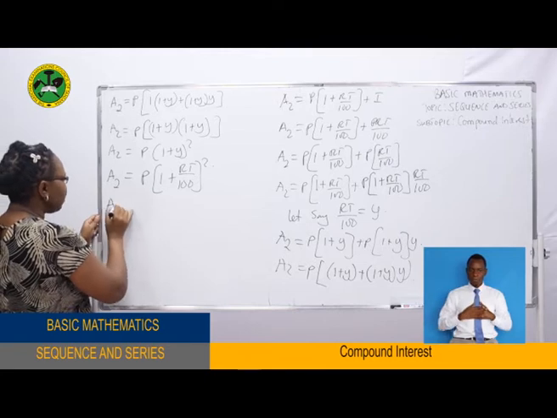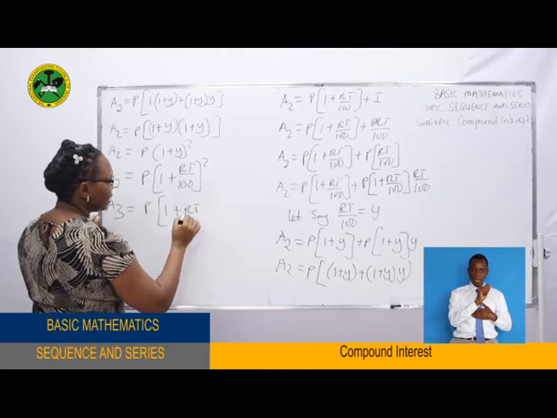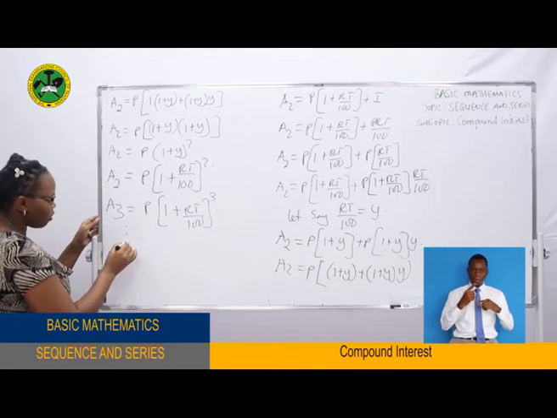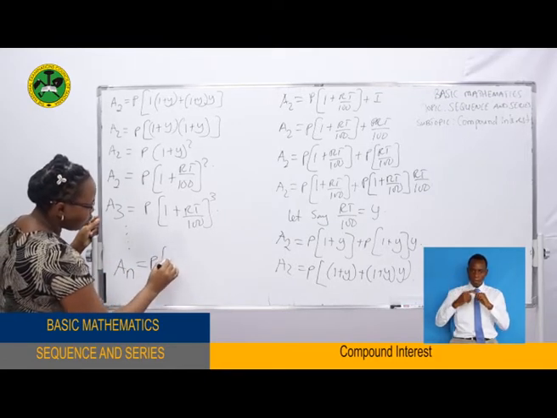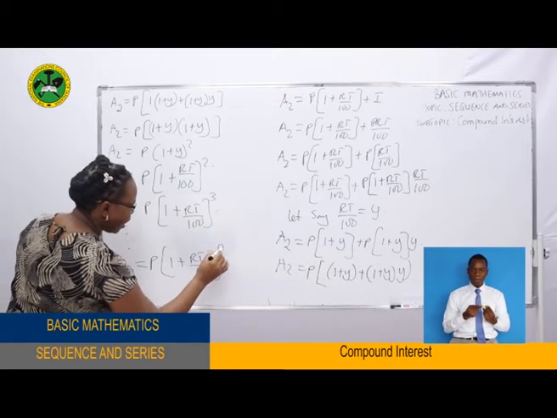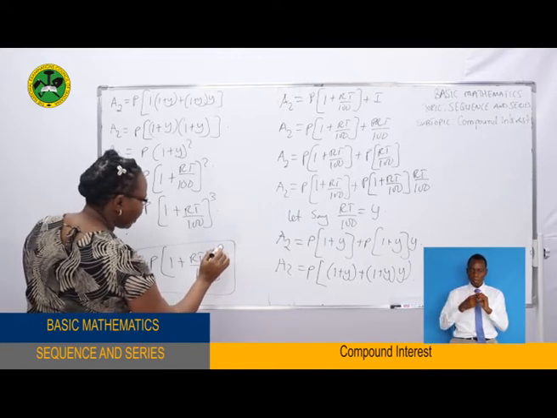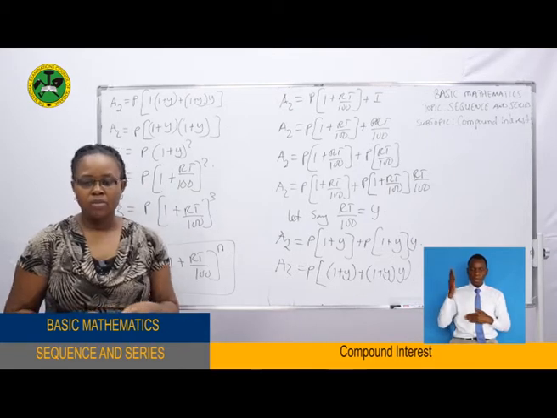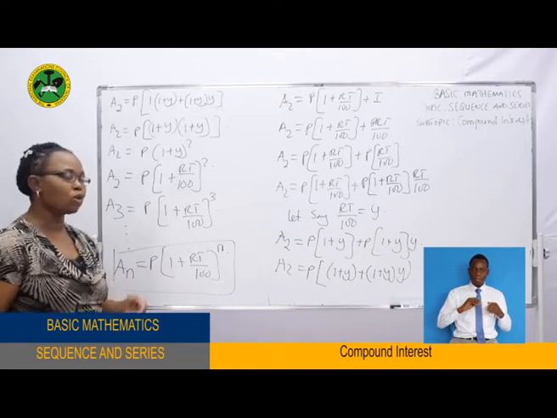So at the third year, the amount will be P(1 + RT/100) to the power 3. So this will move on up to An, which will equal P(1 + RT/100) to the power n. Then this is the formula which we will use to find the compound interest of any question. So this is the formula which we will use to solve different questions concerning compound interest.